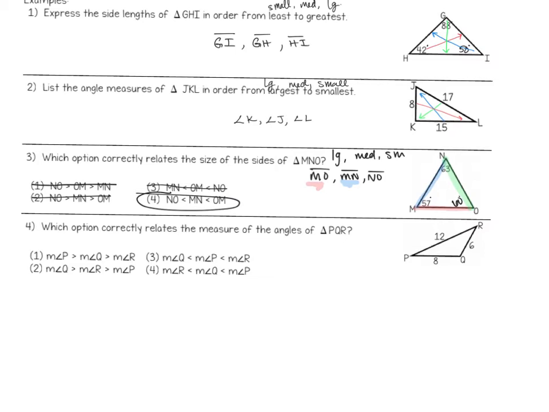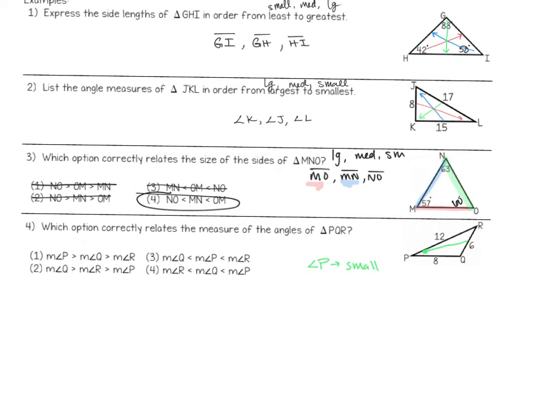So we'll do the same thing for the next one. We are relating our angle measures to their sides. If I look at the sides that I was given, my smallest angle is going to be across from my smallest side. My smallest side is 6. The angle across from that is P. Angle P is my smallest.